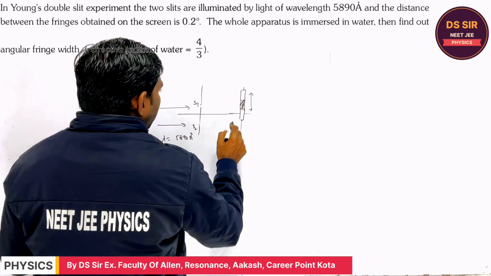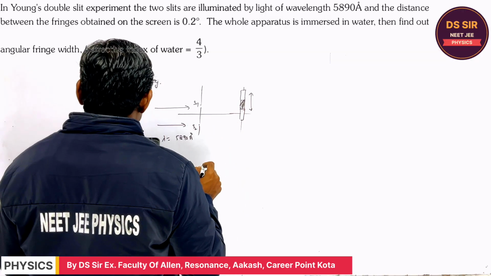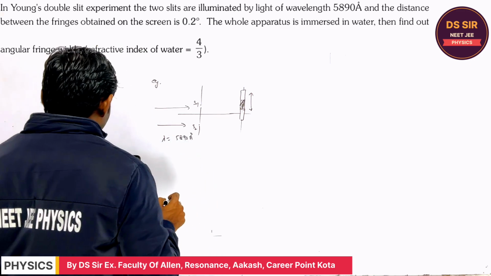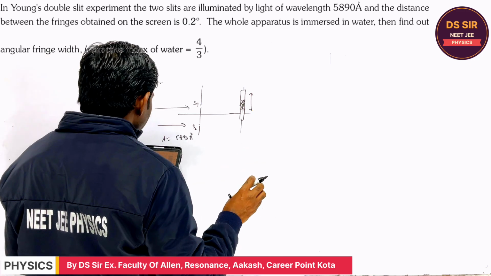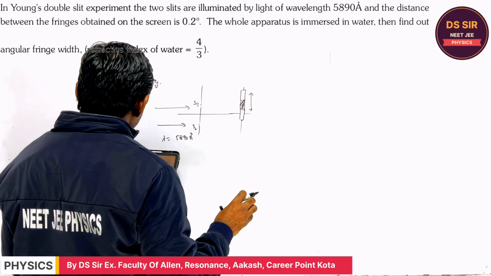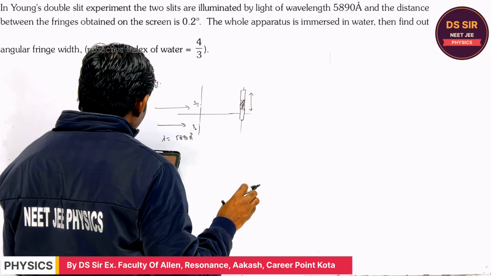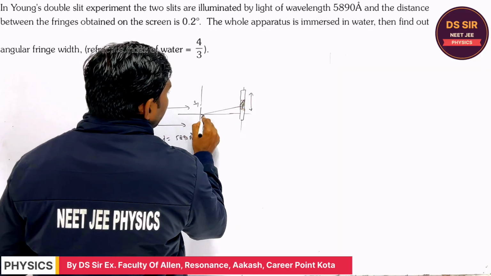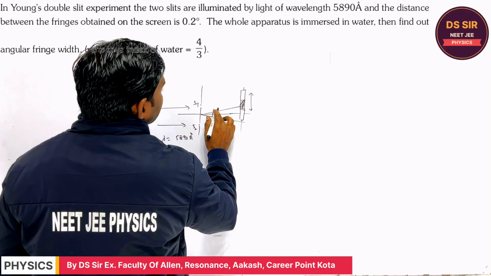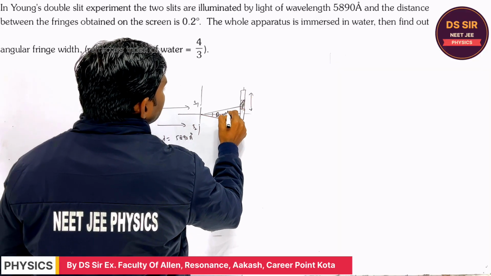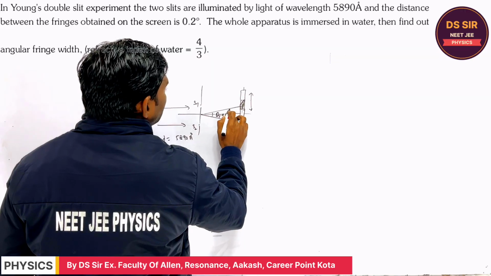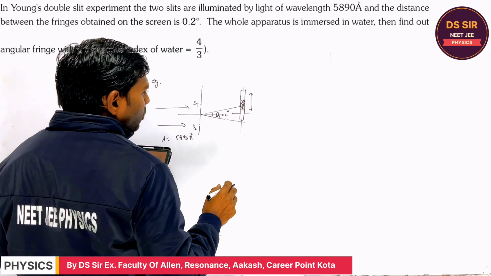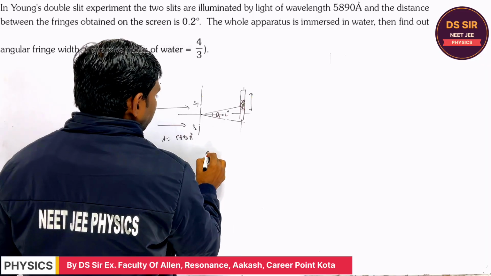the angular separation, the angular width. Then find it when the whole apparatus is immersed in water. Actually, the distance between the fringes obtained on the screen is 0.2 degree, meaning they have given the angular separation, right? Initially it is, say, 2 degree. The angular separation they have given, right?